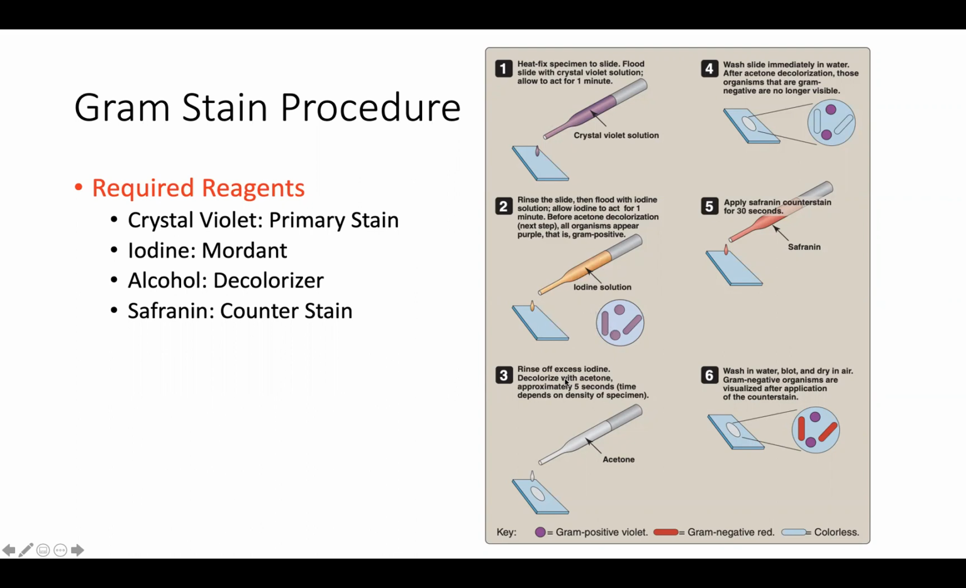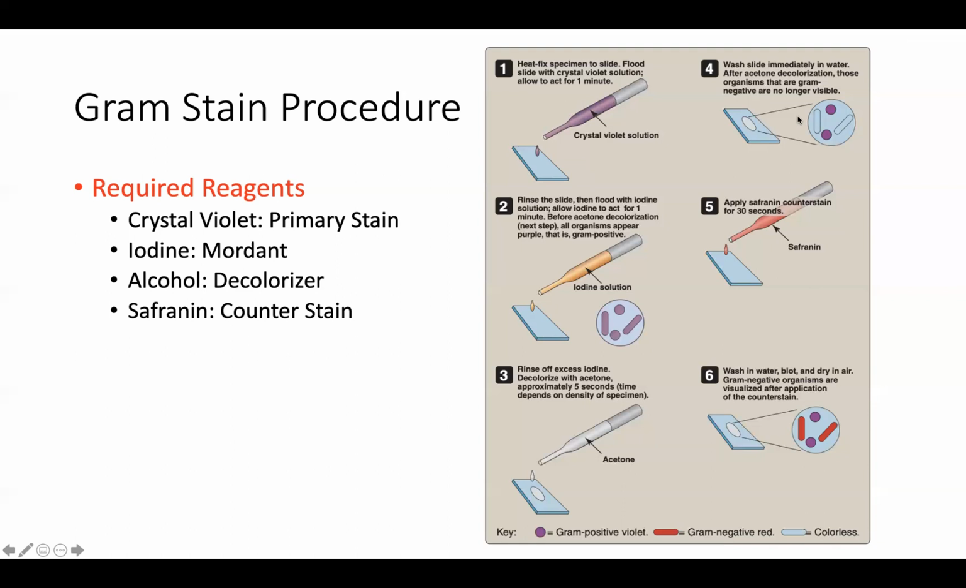Then we're going to rinse off our iodine and we're going to try and decolorize. In this illustration, they're using acetone, but we use alcohol in the lab. To decolorize, we add some alcohol, let it sit on the slide for a little bit, wash the slide, and then we apply our counterstain. Safranin is the counterstain. Now at the point of decolorization, depending on whether this is a gram positive or gram negative cell, these cells will either appear purple or clear. They would have been decolorized.